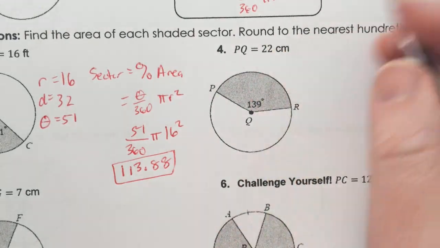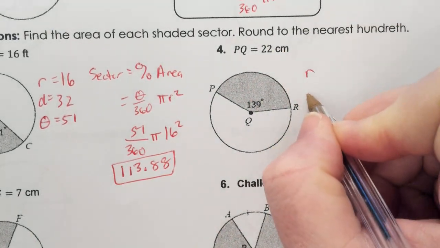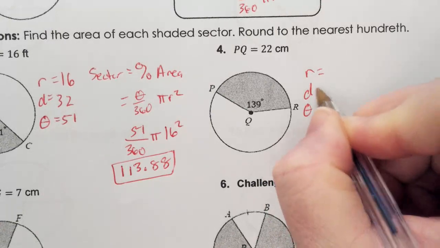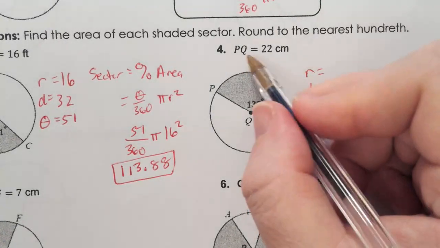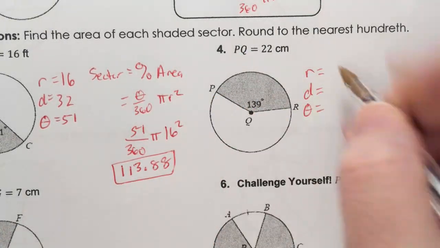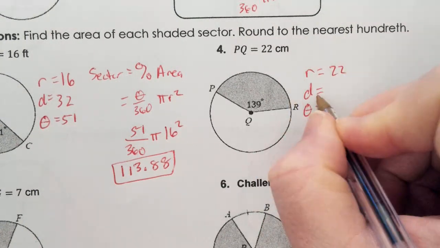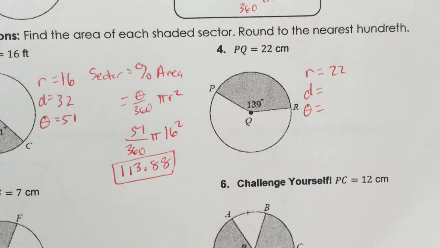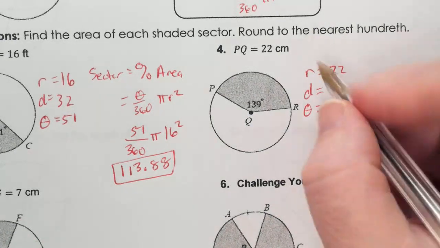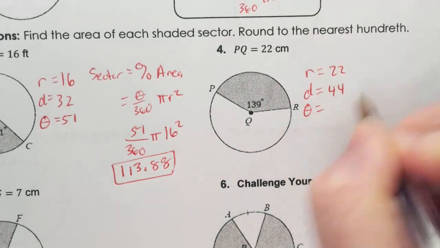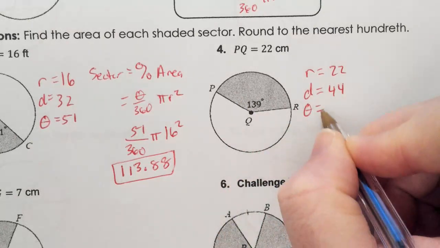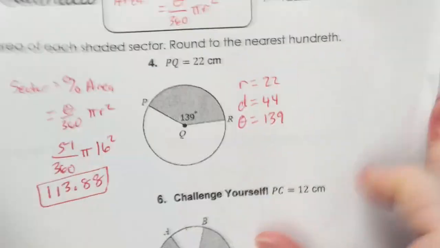Okay, number 4. Once again, radius, diameter, and theta. All right, so P to Q is our radius. So our diameter, 22 times 2, we get 44. And our theta, that's the angle, is 139. Okay, we just need to plug it in.